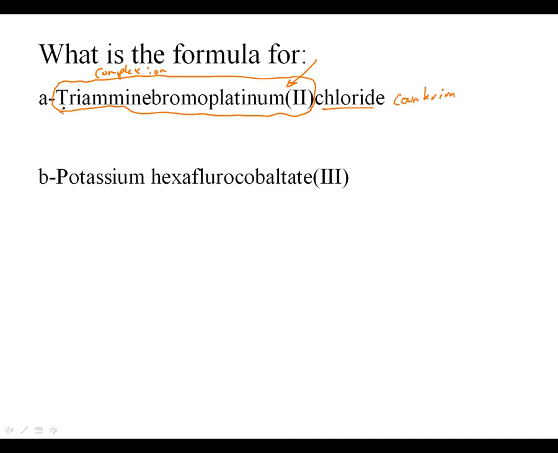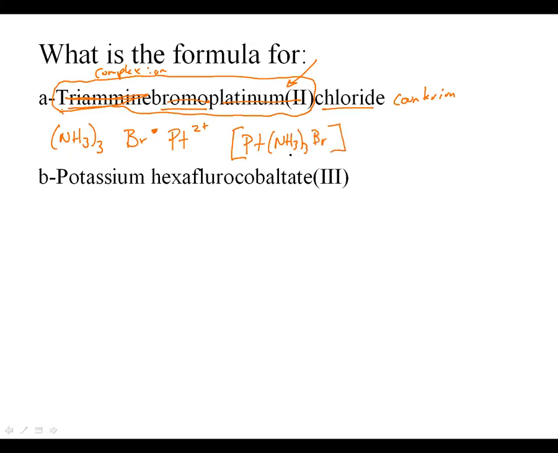Taking this apart, we got triamine. Amine is NH3. Tri is 3, so that takes care of that part of it. Bromo is bromine, basically, and we just have one of those, so that takes care of that part. Platinum 2 means we have a platinum with a +2 charge. So we want to put these together in our complex ion part, and we got one of those.